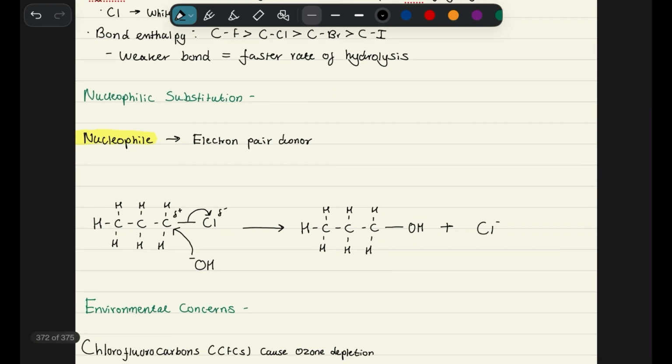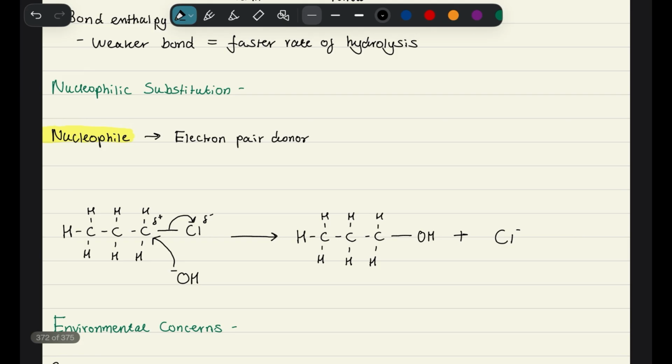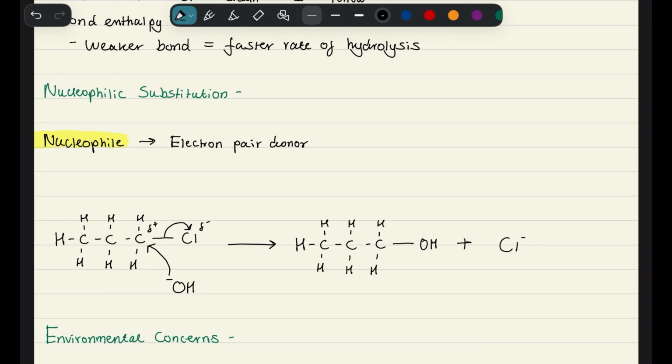Another important thing is nucleophilic substitution. To be honest, it's probably one of the easier reaction mechanisms that you need to know. Nothing really too complex going on. But first of all, a nucleophile is an electron pair donor. Remember we said that the suffix "phile" means to be attracted to. So attracted to the nucleus. Think about the nucleus. It's positively charged. Hence, a nucleophile must be a negative species, which means it's going to donate electrons.